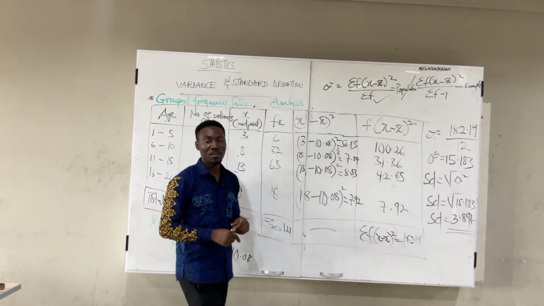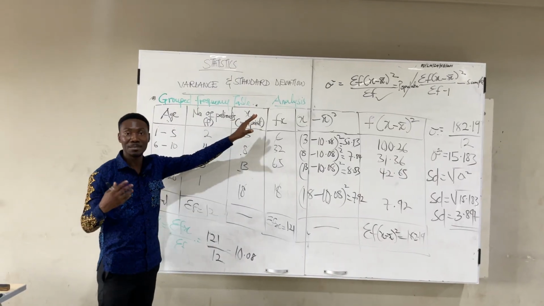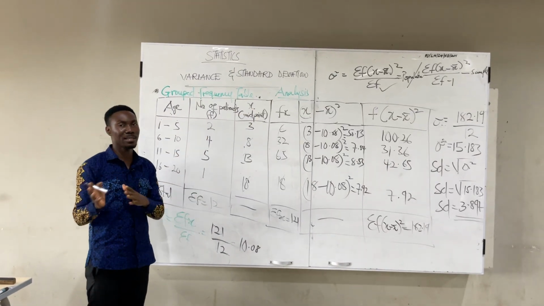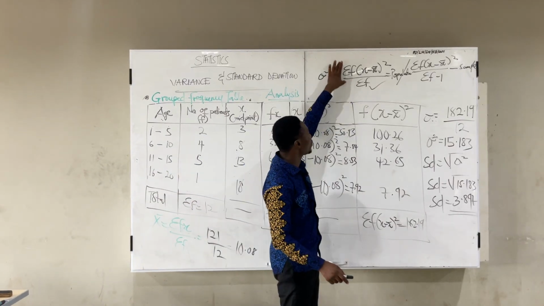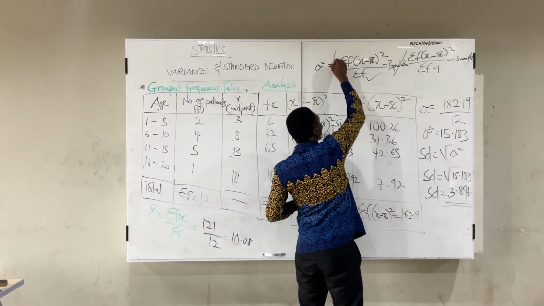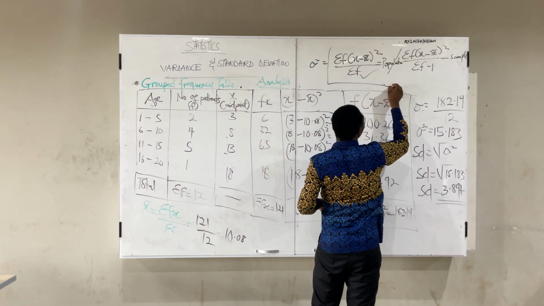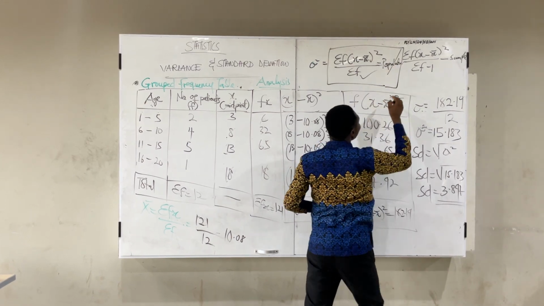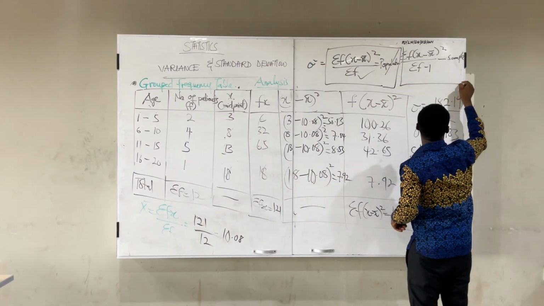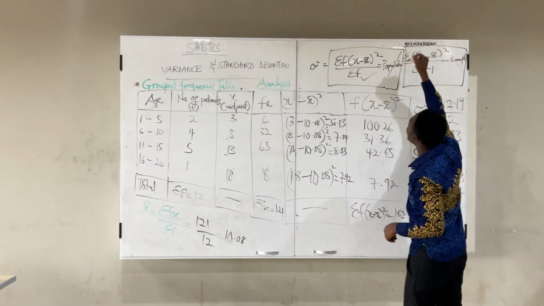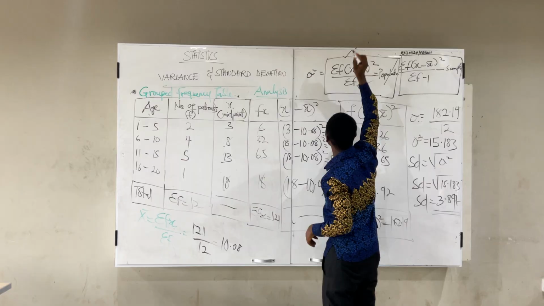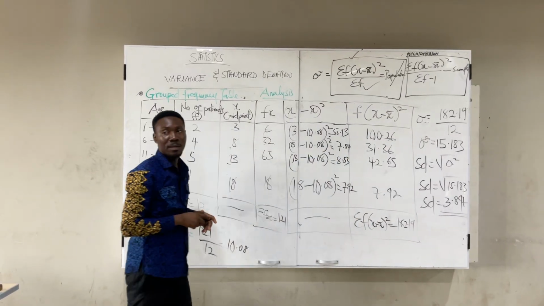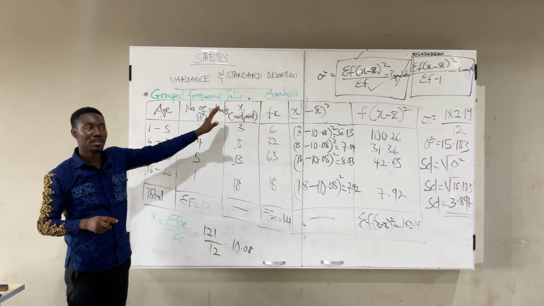But you have to ask yourself some questions. The group frequency table that has been given, is it a population data or a sample data? If it is a population data, this is the formula you are going to write. If it is a sample data, this is the formula you are going to write. This time, the question is a sample data, so we use this formula. Is that okay? Yes. Now, it's a group frequency table.